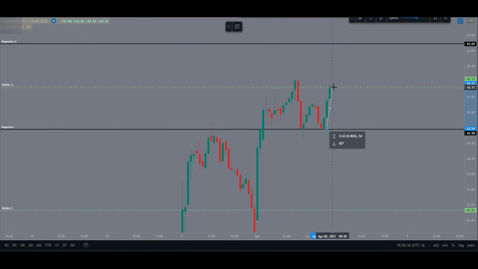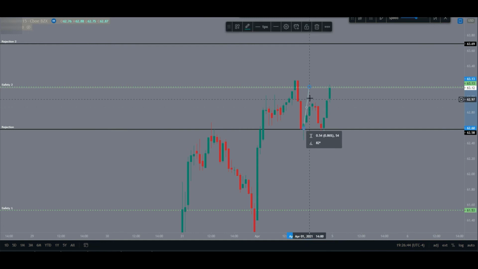That's about 54 points. So that's a good trade. You had to wait for that. The first leg was about 30 points, so that's also good as well. On the first touch, on the second touch, A, B, C, correction leg, retest.